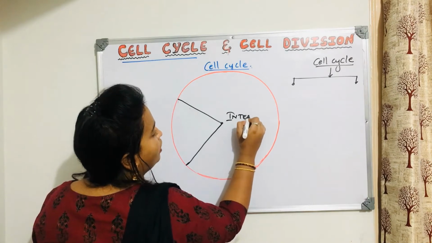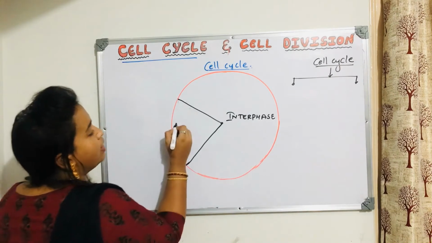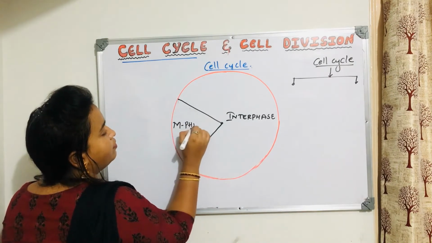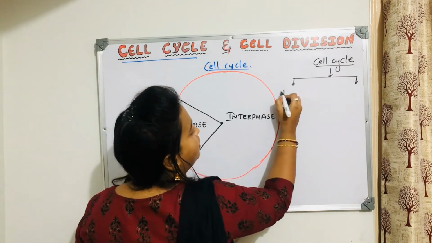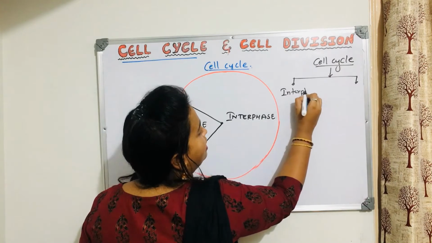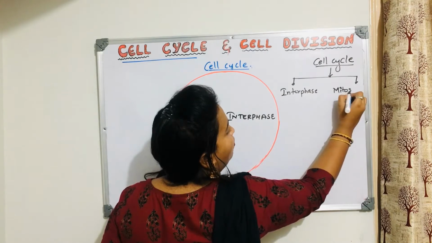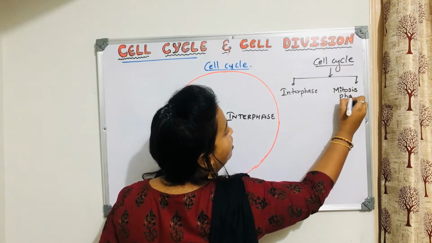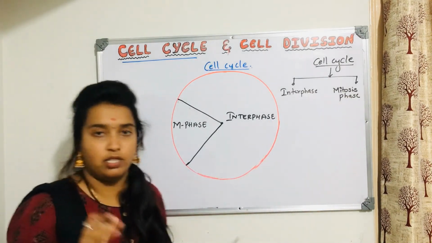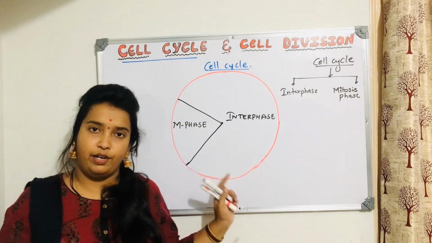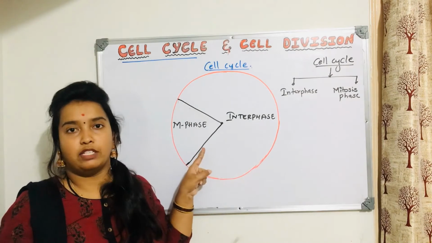What do we call it? We call it interphase. And the next phase is called M phase. And what is this M phase? I'll tell you. We will write it here. First phase is interphase, and then we have this M phase. M means mitosis, so mitotic phase or mitosis phase. Understood now? M is nothing but the mitosis phase. So the cell cycle is divided into two phases. The first phase is interphase and the next phase is M phase.